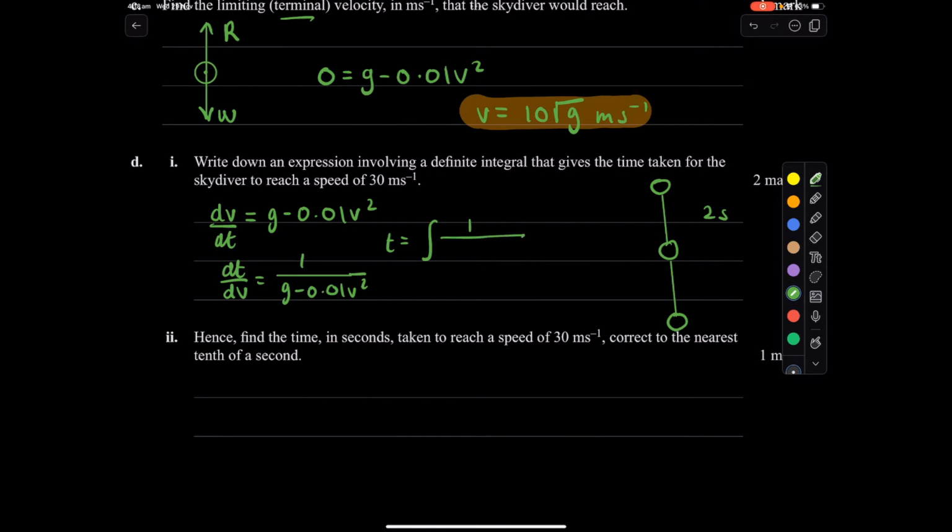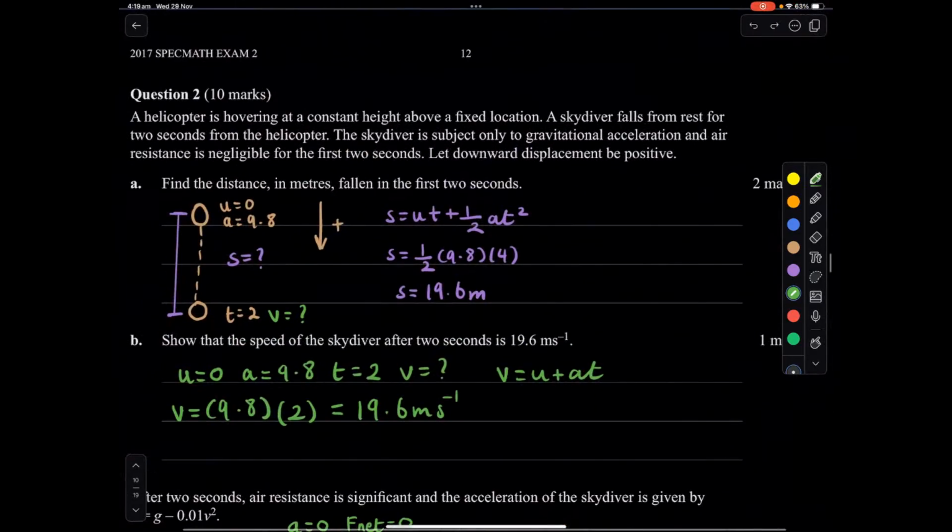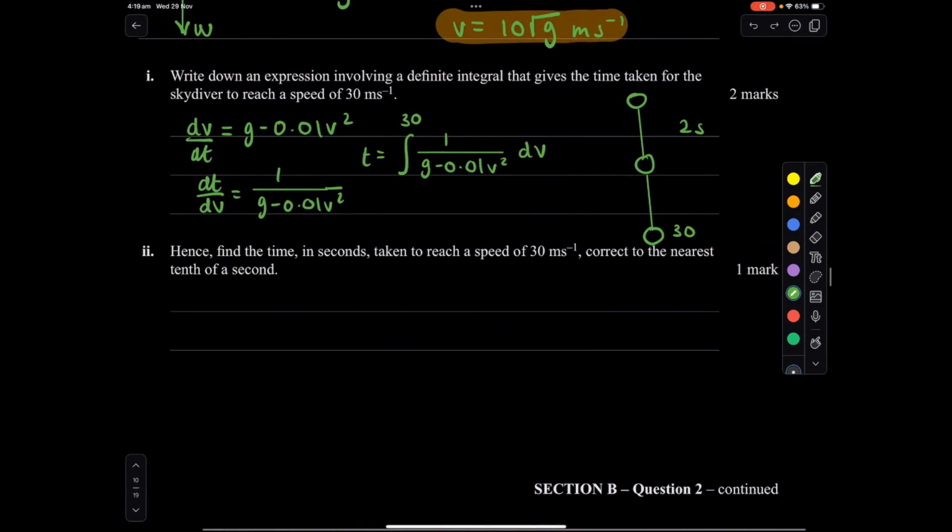So that's 1 over g minus 0.01 v squared dv. And what are the velocities? What is this velocity over here to this velocity over here? We know that the end velocity is 30 meters per second, as it's told in the question. So we want to go to 30 meters per second. And what is our velocity over here? After those 2 seconds, we solved for the speed, which was 19.6. So 19.6.